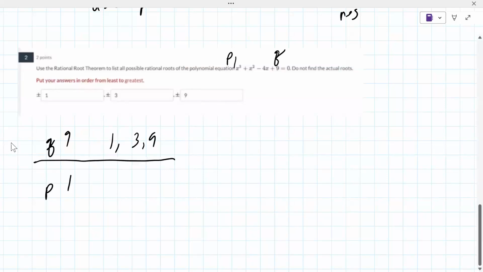But because P only has the 1, that's where these numbers come in. It's always plus or minus 1. It's really 1 over 1, which is 1, 3 over 1, which is 3, 9 over 1, which is 9. And then you always put this plus or minus in front. Okay, your answers are correct there. Is that okay before we move on to 3? Okay. Yeah.